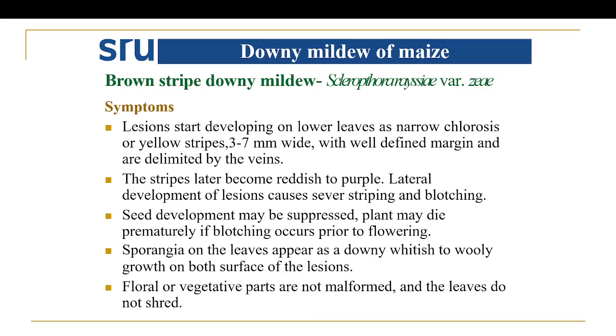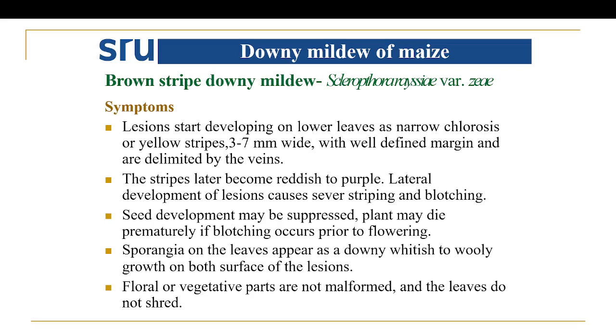Coming to another type of downy mildew, which is brown stripe downy mildew, which is caused by Sclerophthora rayssiae. Coming to the major symptoms, lesions start developing on the lower leaves as narrow chlorotic or yellow stripes of 3 to 7 mm wide with a well-defined margin and are delimited by veins of the leaves. The stripes later become reddish to purple. Later development of the lesion causes severe striping and blotching.